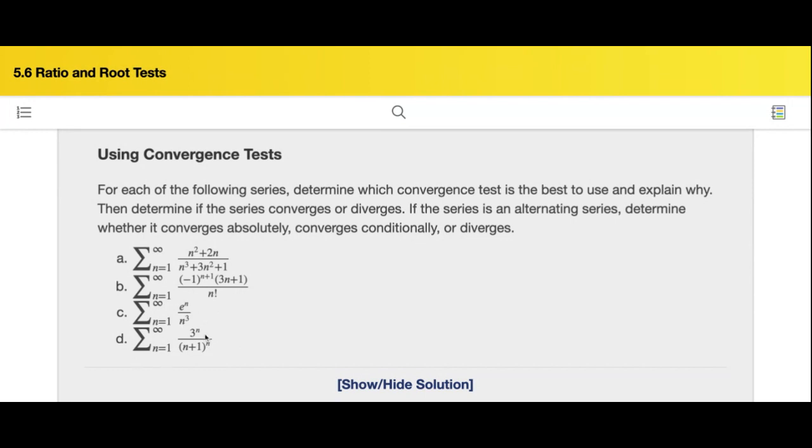You see, D is inviting you to use the root test. And C is inviting you to use the ratio test. Also, we see B, we see factorial, we can use the ratio test. And the first one, A, actually, we can use different tests for this.